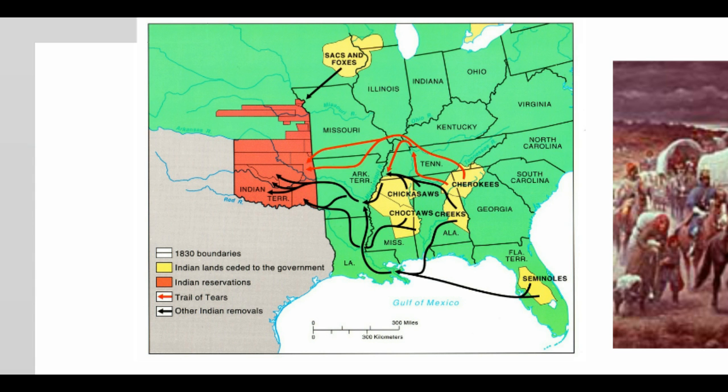The result, this was a forced march. You see the arrows in red. Through the winter, 1,000 miles, and several thousand of the Cherokee are going to die on this forced march along the way. And this became known as the Trail of Tears.